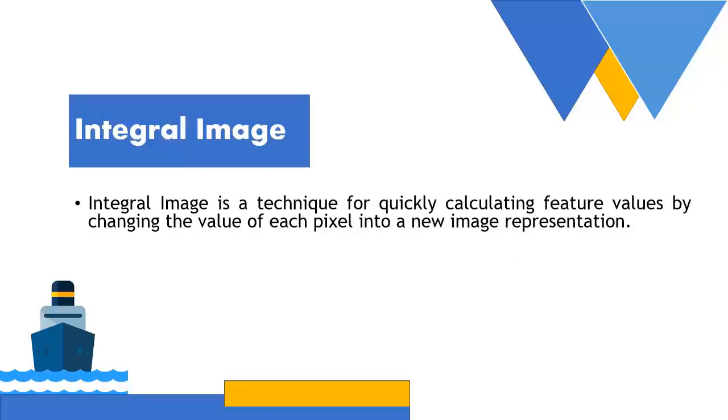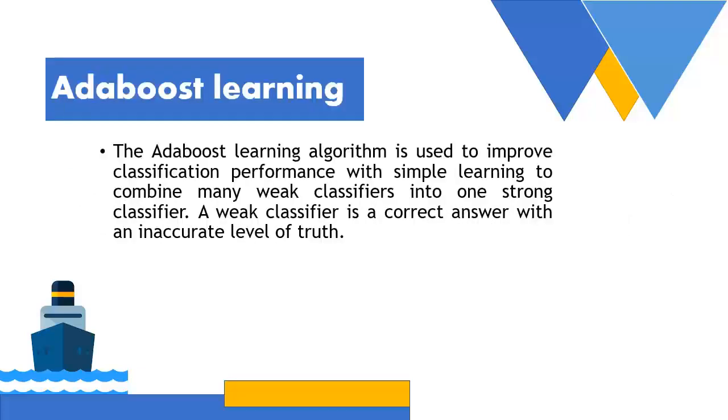Integral image is a technique for quickly calculating feature values by changing the value of each pixel into a new image representation. The AdaBoost learning algorithm is used to improve classification performance with simple learning to combine many weak classifiers into one strong classifier. A weak classifier is a correct answer with an inaccurate level of truth.